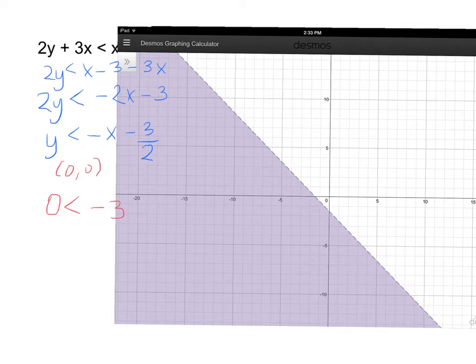So what if I ask you this? Does the ordered pair 0, 5 satisfy the inequality? No, it's over here. Does the ordered pair -10, 5 satisfy the inequality? Yeah, it's over here. Does the ordered pair -4, 0 and -1.5 satisfy the inequality? Yeah.